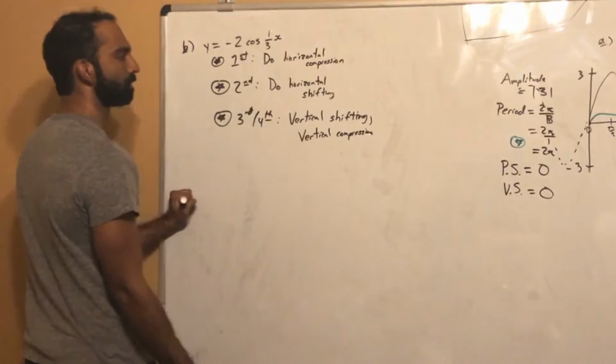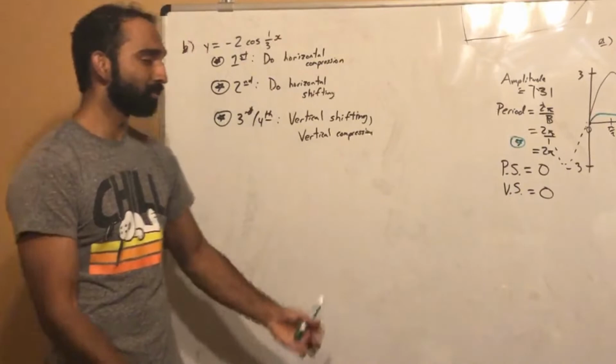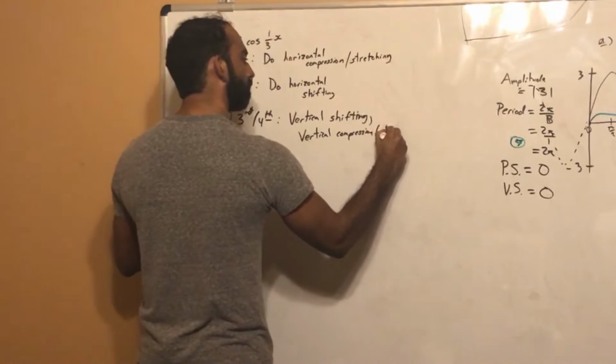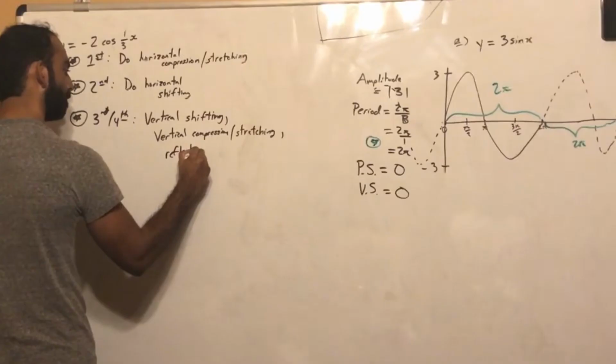Well, horizontal compression is when you increase your frequency. It's like an accordion: stretch it out, push it in. That's what you're doing to these nice sine waves here. Of course, you can stretch them out, so you should realize it's compression slash stretching. And also we have to take into account vertical reflection. We can save these for the end.